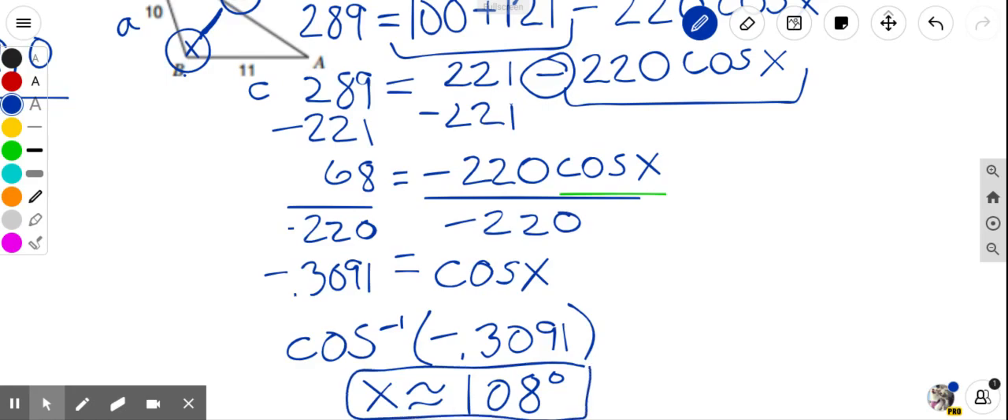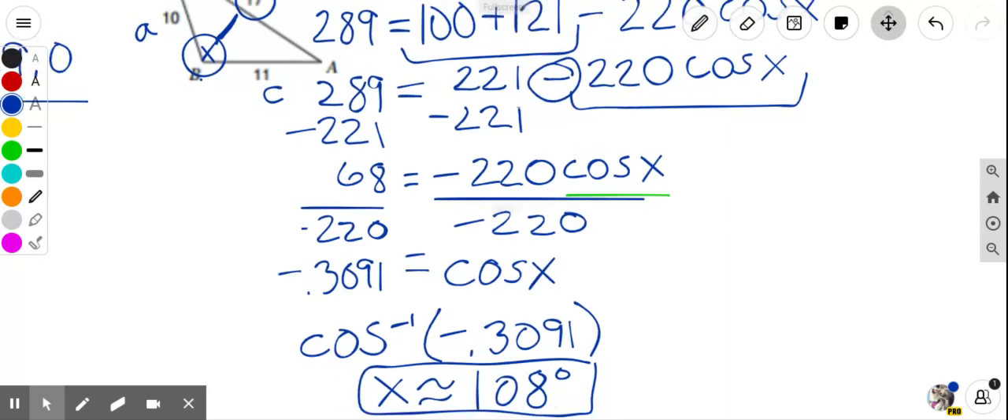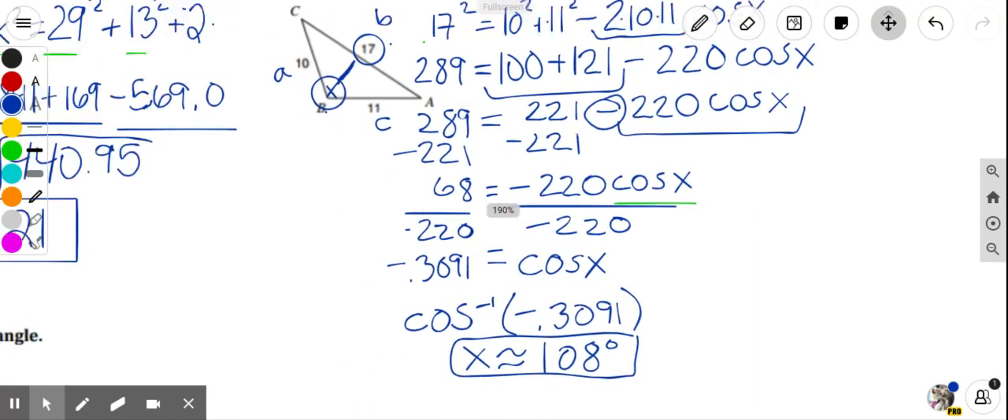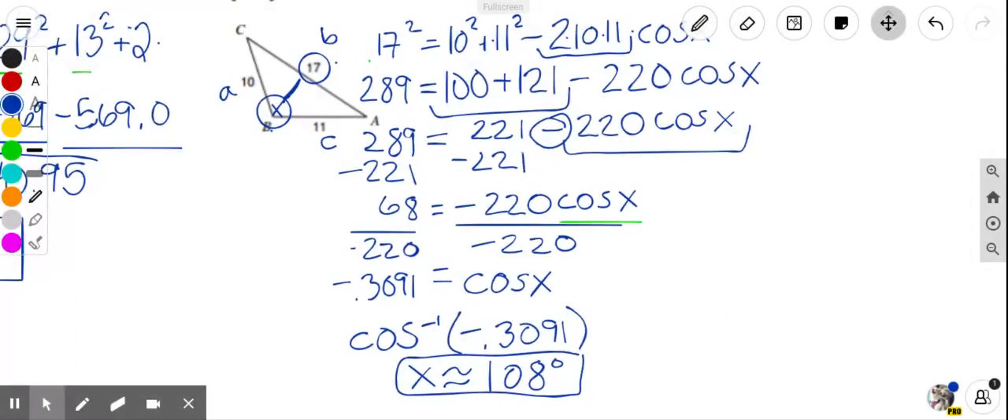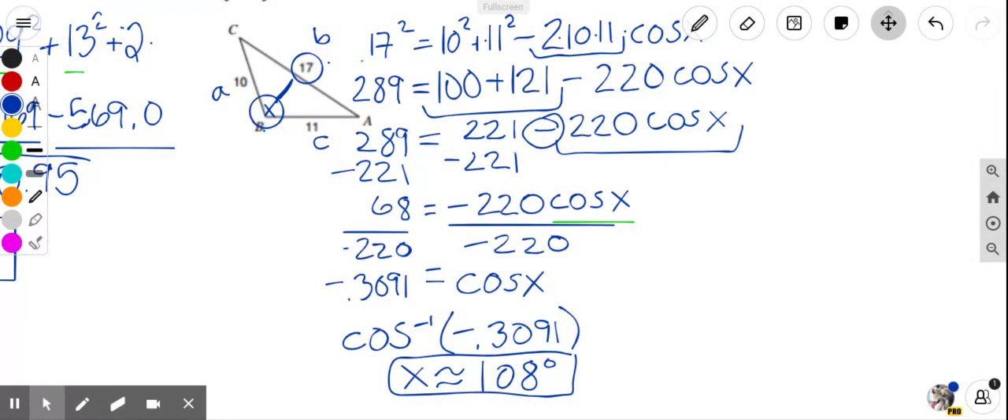Okay, so that's when, this is probably the harder one, is when you have to solve for an angle. And it's only harder, I think, because there's a lot of algebra and a lot of spots where you could go wrong. Okay, so that's example 2.